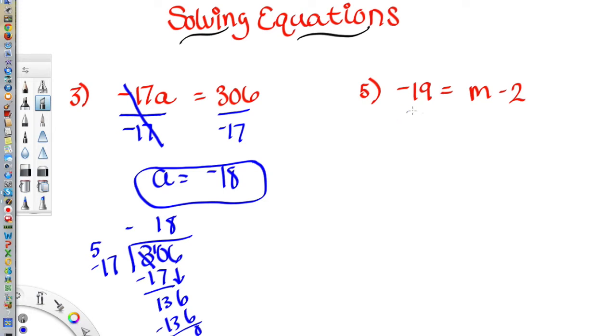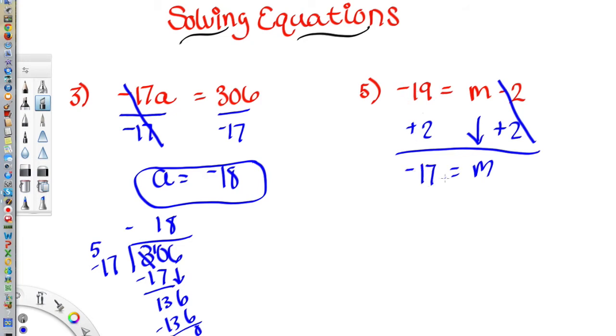Number 5, my equation is -19 is equal to m minus 2. I want to get m all by itself. 2 is being taken away. What's the inverse of taking 2 away? Adding 2. And what I do to one side, I'll do to the other. My 2s cancel out. I bring down my m. m is going to be equal to -19 plus 2, which is -17.